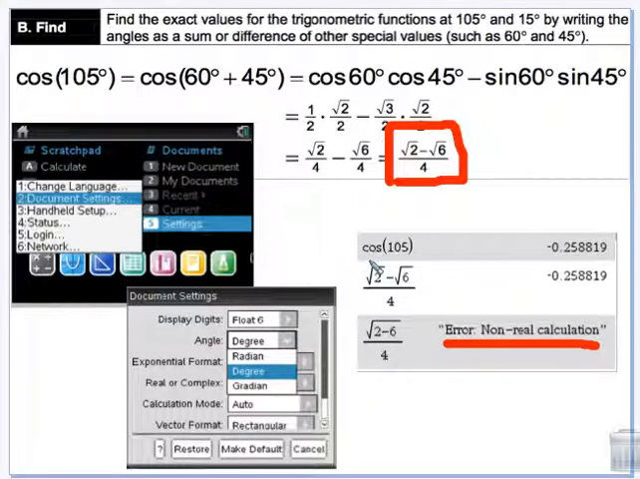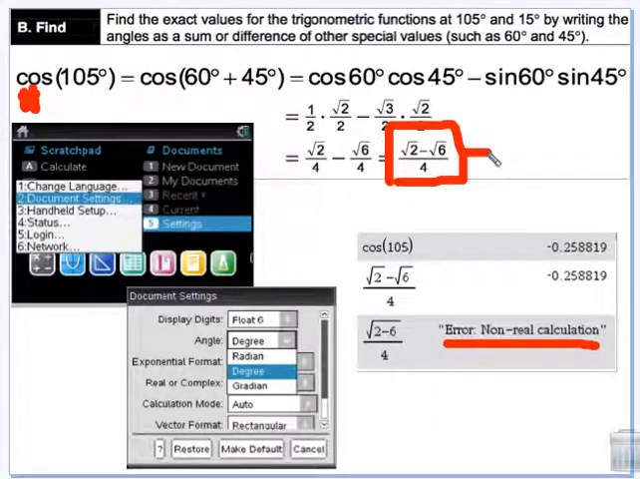So let's check in our calculators. Go ahead and turn on your calculators. Go to the calculation screen, type in cosine of 105 degrees. So we want to know what this side of the equation is equal to. And that's -0.25 something something, okay? So that's what cosine of 105 degrees is.